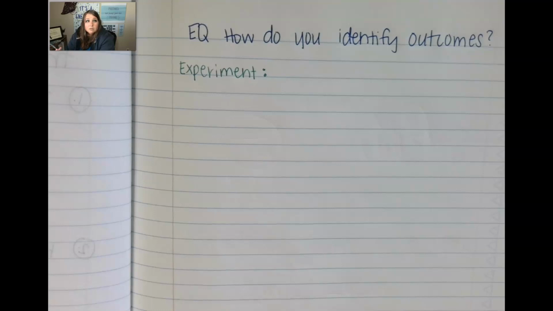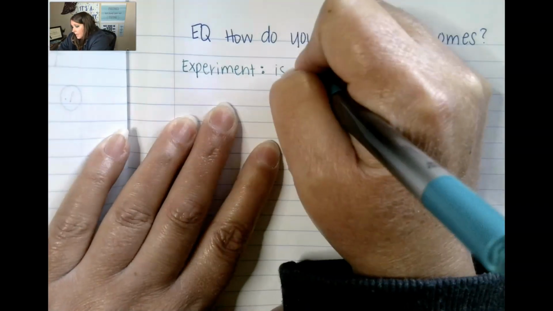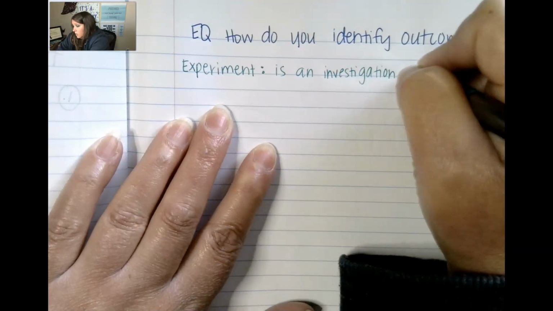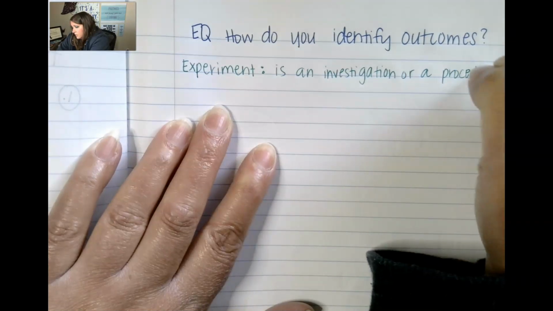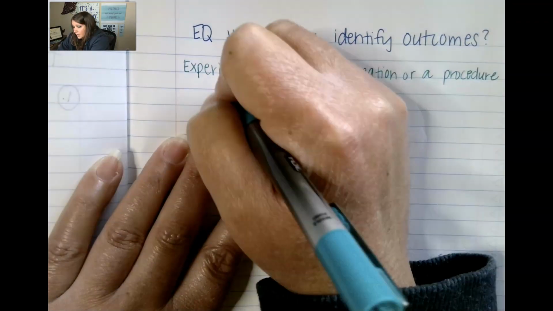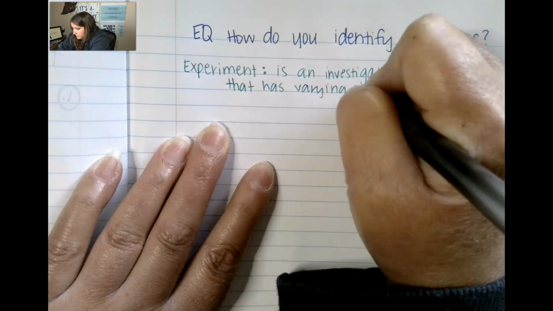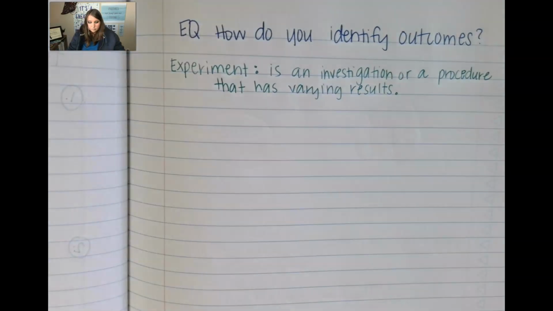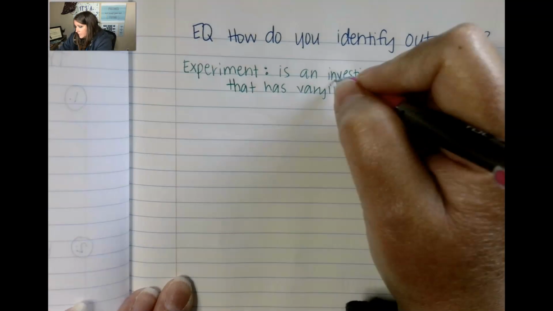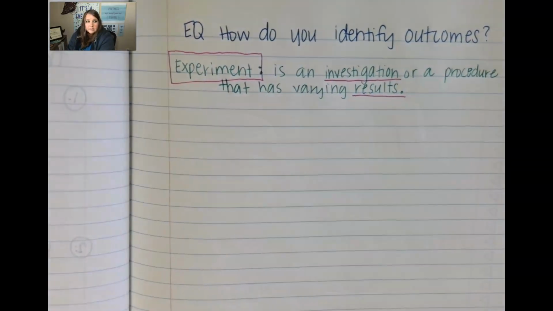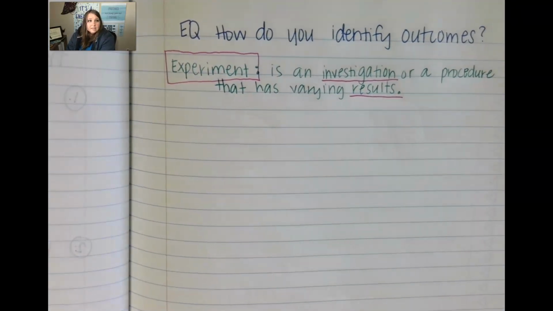So you're going to receive some data in order to answer whatever question you started with. So an experiment is an investigation or a procedure that has varying results. So an experiment is an investigation that has results. So it's something that we do in order to get results. That is an experiment.